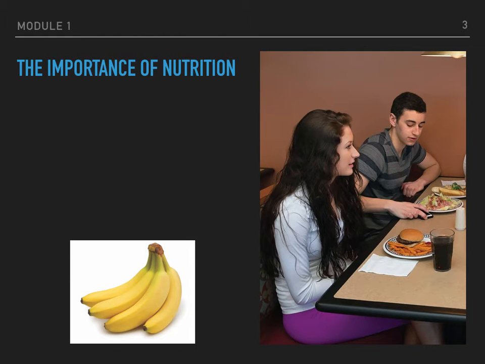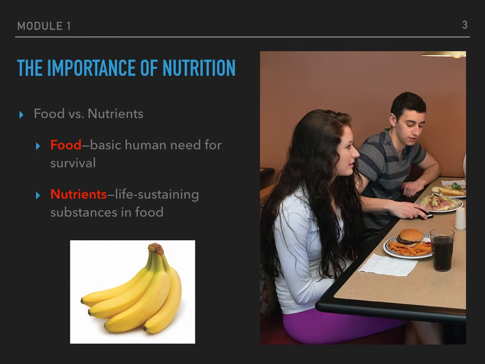You may have heard the words food and nutrients used interchangeably. However, food is what we consume, or one of our basic human needs for survival. Nutrients are the life-sustaining substances in food. Let's use a banana for an example. Some of the nutrients in a banana are vitamin C, potassium, dietary fiber, and copper. In this class, we will focus on nutrients and how the body uses these nutrients in the foods we consume.